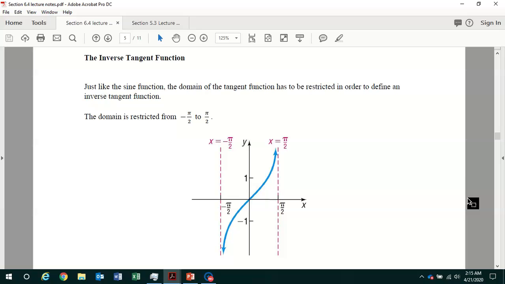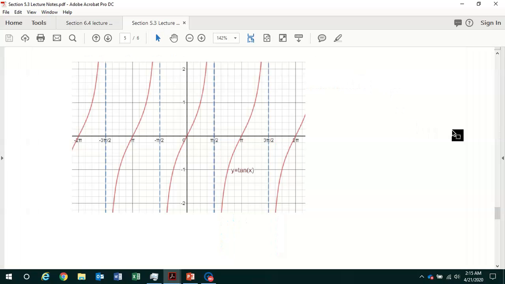Alright class, in this video we learn about the inverse tangent function, section 6.4 in your textbook. So we're starting at the top of page 5 of your lecture handout. Just like the sine function, the domain of the tangent function has to be restricted in order to define an inverse tangent function. Back in section 5.3 we learned about the graph of the tangent function.